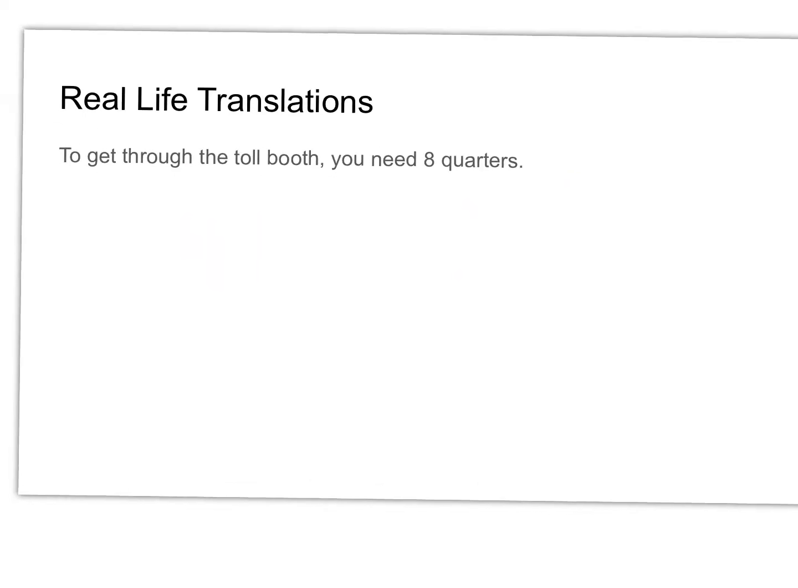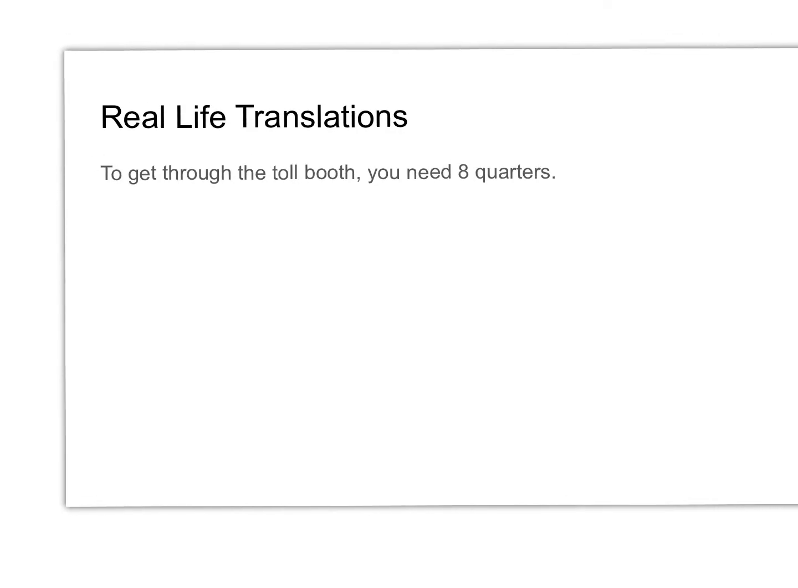Okay, real life translation. Okay, to get through the toll booth, you need 8 quarters. Okay, so they want you to translate that into what that means. So first off, you have to declare your variable. So let's say we're going to make the letter Q equal to quarters.